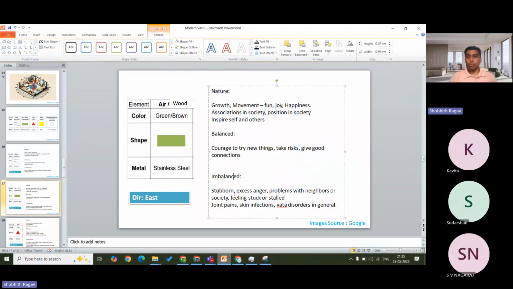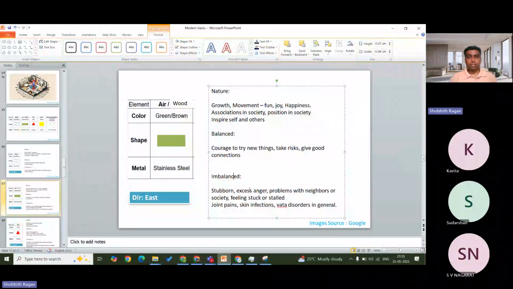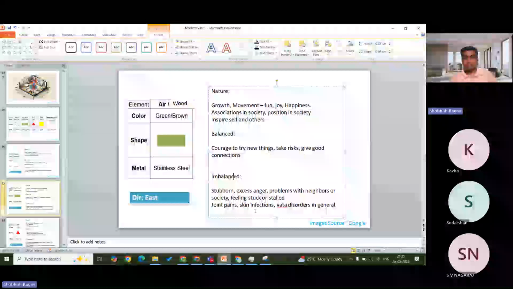Okay, so in the imbalanced state, it will give you stubbornness and excess anger. So you will have issues with neighbors. You'll always be fighting with them. Then you will have a feeling of being stuck, or your life is getting stalled. In terms of health, it will give you joint pains, skin infections.